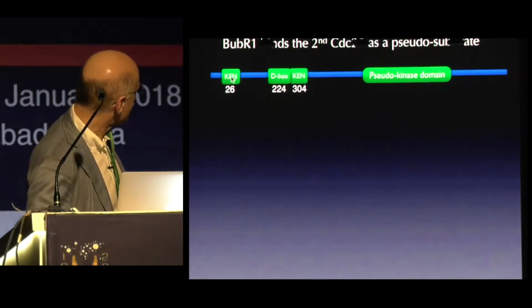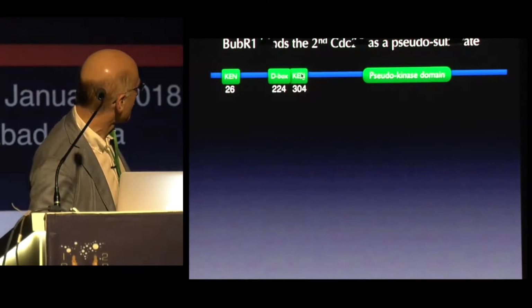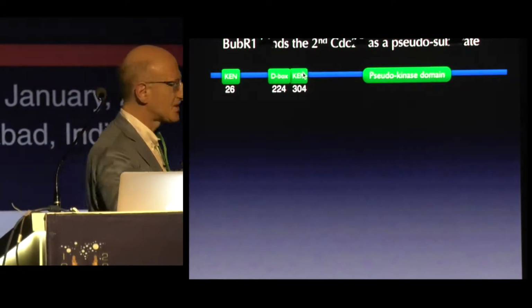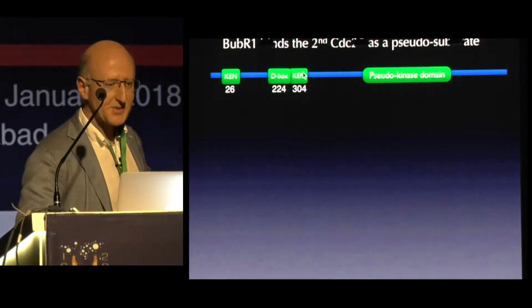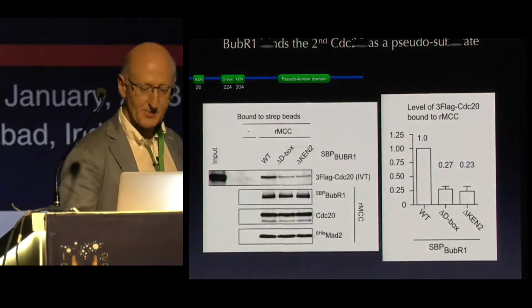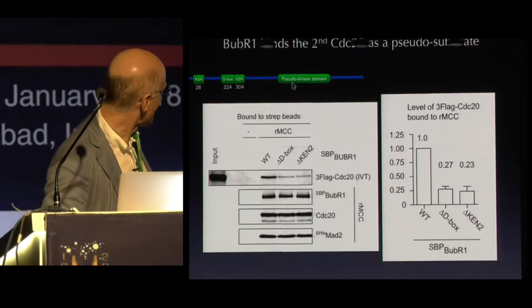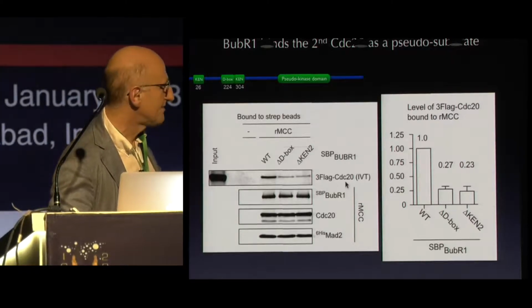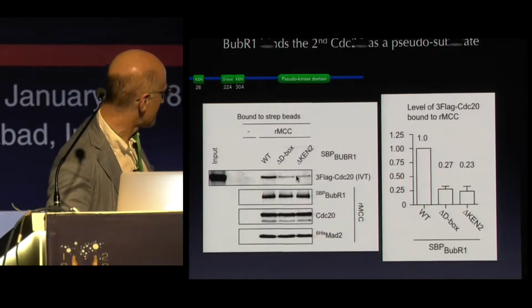It has another chem box here, which I'll mention right at the end of the talk. So Daisuke wondered whether those are acting as pseudo-substrate inhibitor motifs. And so he mutated them, and what he found was that he could bind the MCC to a second molecule of CDC20, but it required both of these motifs, and that's quantified on the right.